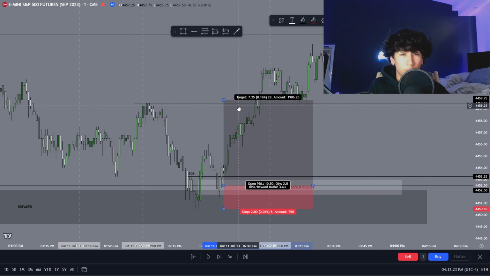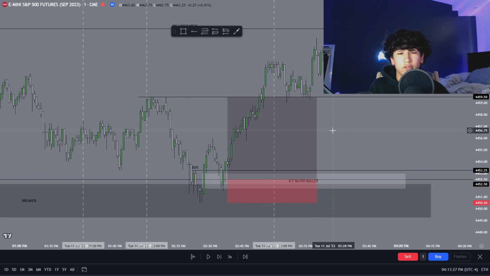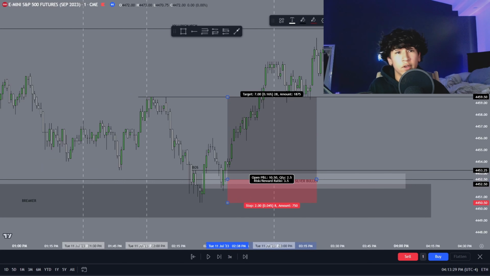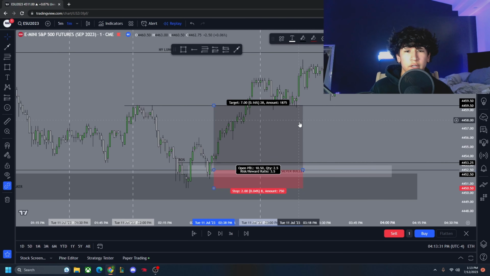Obviously we took our partial here. We were satisfied with 7 handles, 3 to 5 risk to reward ratio. That is more than enough than what I'm looking for. You never want to get too greedy. You definitely could have taken partials, but that's just not my strategy.